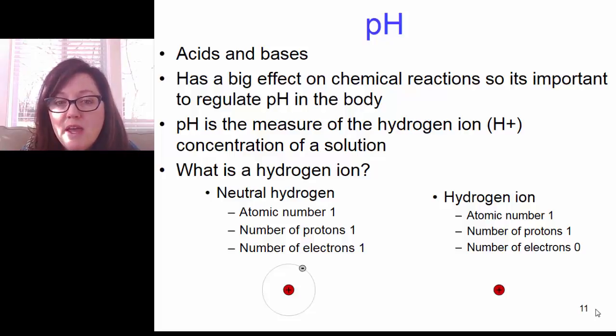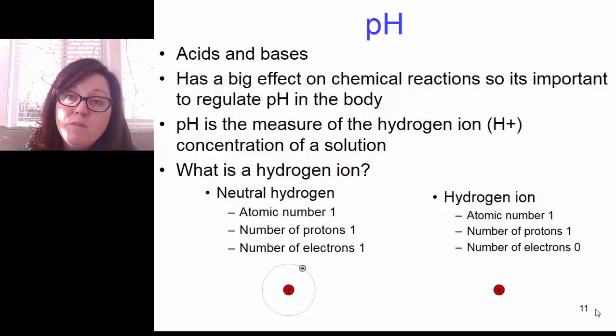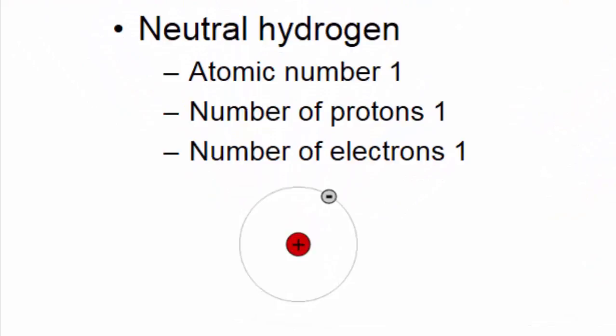So as I mentioned, the H in pH stands for a hydrogen ion, and pH is the measure of the hydrogen ion concentration in a fluid or a solution. So first let's review what hydrogen is, and then let's review what a hydrogen ion is. Okay? So a neutral hydrogen atom has the atomic number 1, and it has 1 proton and 1 electron.